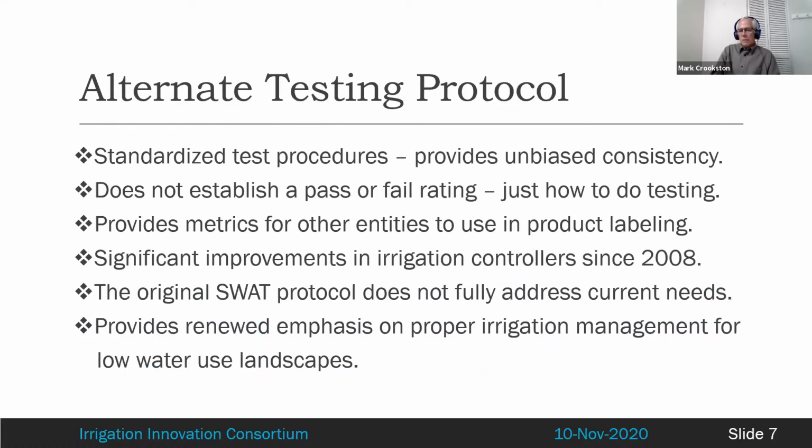But significant advancements in irrigation controllers have been made in the last decade, supporting improved irrigation management and water conservation. To recognize this progress and encourage additional development, an alternate testing protocol has been developed. This alternate test method places renewed emphasis on deep and infrequent irrigation to take greater advantage of rainfall and better support low water use plantings.